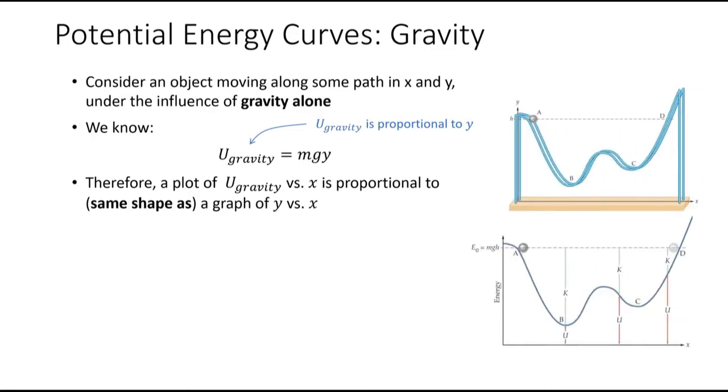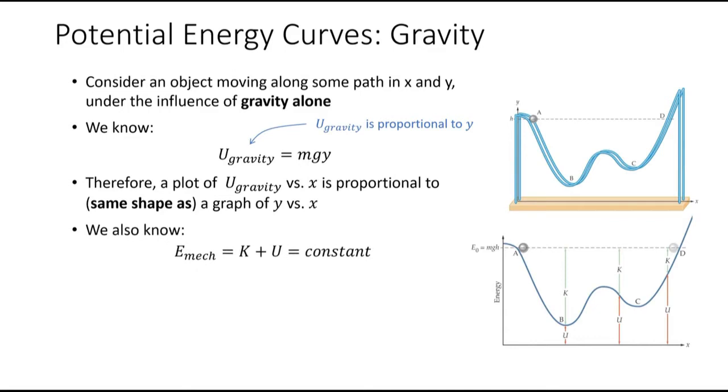Let's look at an example here. In the top plot, I have a track, and I have a ball that's on this track. Because the potential energy due to gravity is proportional to the height in the y direction of the track, the potential energy of the ball at any position along the track is just going to be proportional to the height of that track. If you look at the bottom curve, which is a plot of the potential energy due to gravity versus x, it looks exactly the same as the path taken by the ball, or in other words, the plot of y position versus x position. This can be really useful for a few reasons.